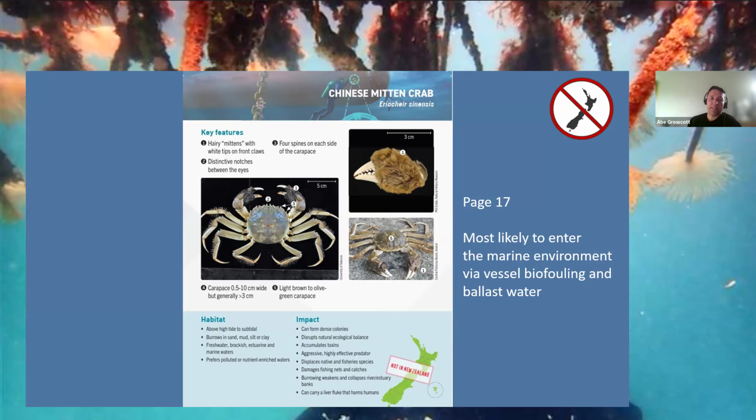And they can survive quite well in polluted waters. So a lot of our ports are quite highly modified, so they can do quite well if they do get here. There's a lot of available habitat. So this species could come into New Zealand most likely either as biofouling, as a juvenile or adult, or via ballast water as larvae.